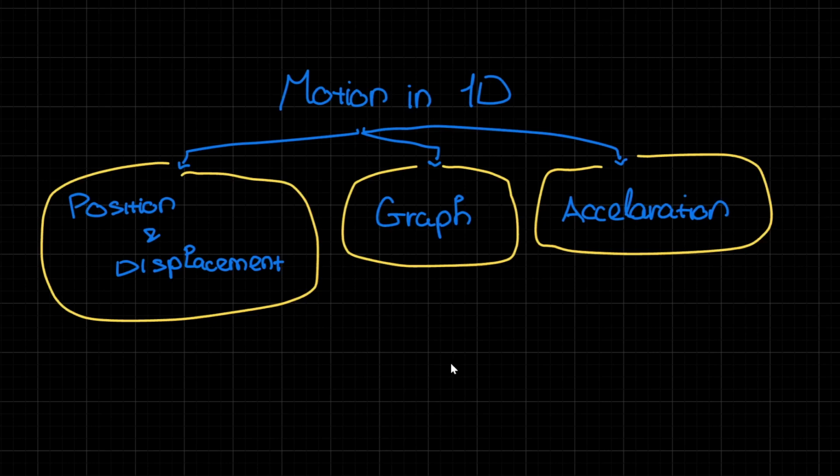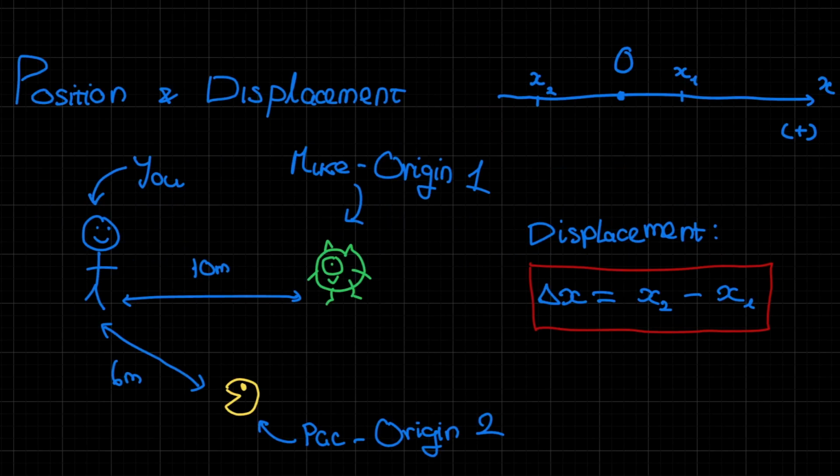In this topic, we'll talk about motion in one dimension, which includes, first, position and displacement. After that, we'll talk about graphs in describing motion, and finally, we'll look at some work when there is acceleration. First, let's talk about position and displacement.